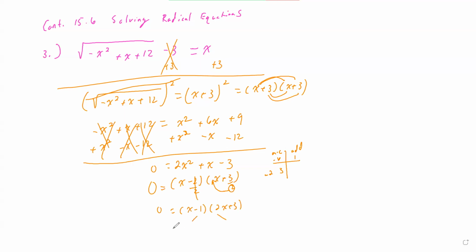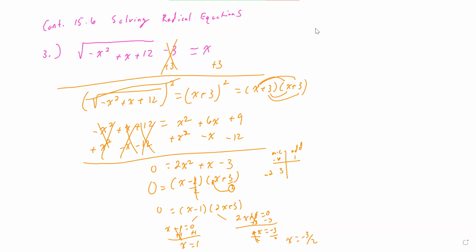I'll then set each one of those equal to 0. So x minus 1 equals 0. So if I add 1, I get x equals 1. Then if I do 2x plus 3 equals 0, subtract 3, I get 2x equals negative 3, divided by 2. So I get x equals negative 3 halves. But remember, we have to check these to make sure they actually work.